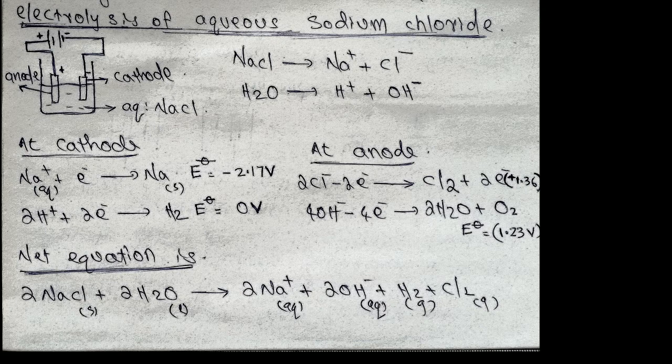Also here the net equation for this cell reaction is given: 2NaCl plus 2H2O giving 2Na plus, 2OH minus, H2 and Cl2. So for this chemical reaction, the products formed are hydrogen and Cl2. H2 is formed at cathode, Cl2 is formed at anode. These are the products of this electrolysis. Okay.